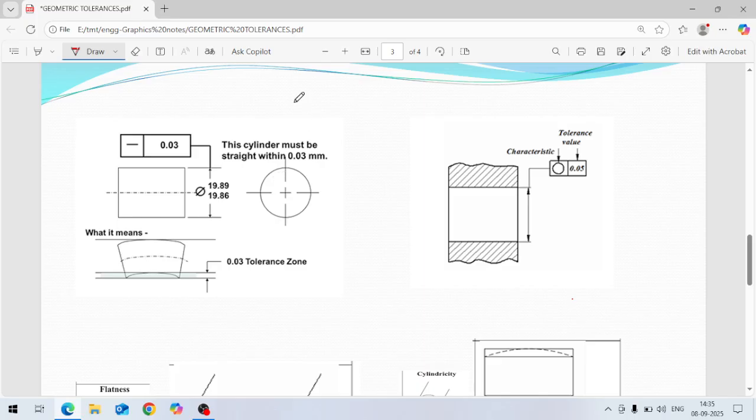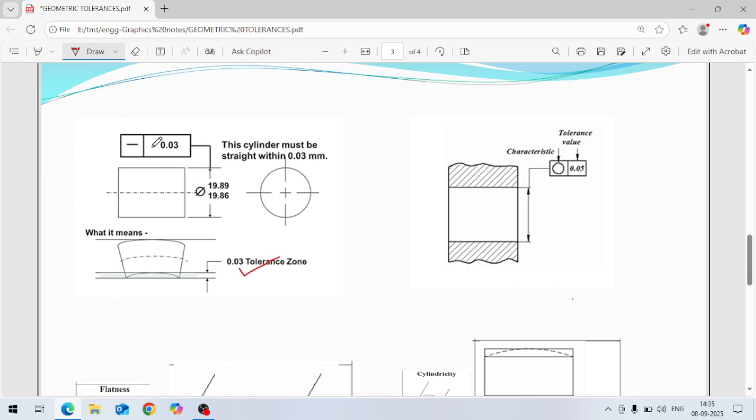first thing is we have discussed what is straightness. So this is a cylinder, and for this diameter the tolerance limits are given here, 19.86 to 19.89. That means this tolerance is 0.03 mm. So it should be straight within 0.03, within 30 microns this surface should be straight, along the whole length. The maximum tolerance is 0.03, and this tolerance is for straightness.